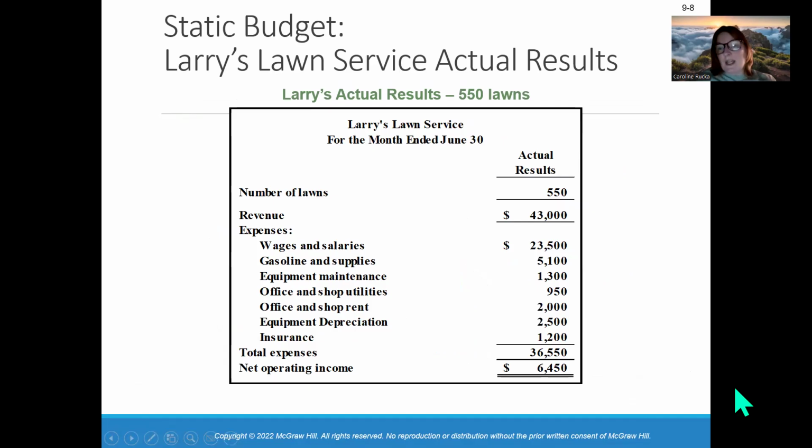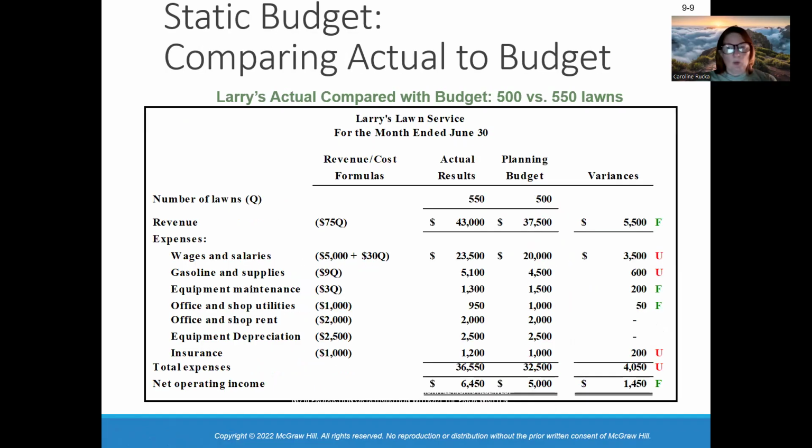So, what actually happened? Okay, he actually mowed 550 lawns and he received a revenue of $43,000. There's some expenses that came out of it, and at the end, he has net operating income of 6,450. Okay, well, that's definitely more income. He also did more work. So what does this tell us? Well, let's drill down and look at which items are favorable versus unfavorable. Okay, that's what these F's and U's are. Favorable is any time we make more money than we anticipated, or we spend less in costs than anticipated.